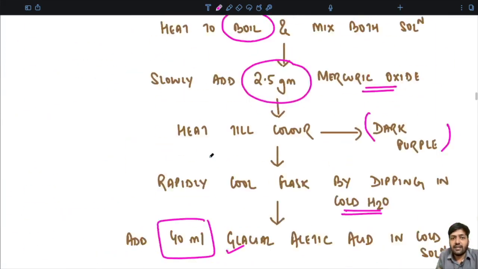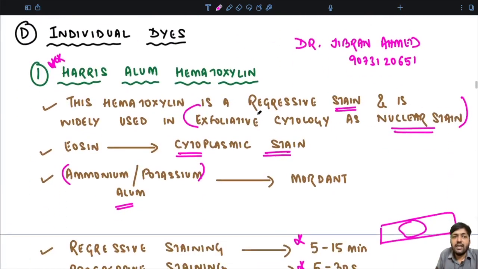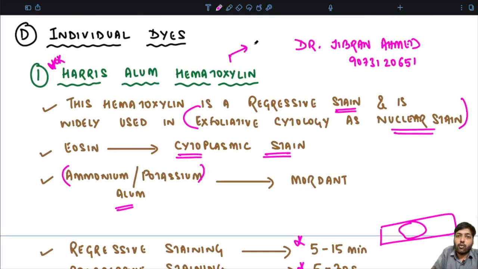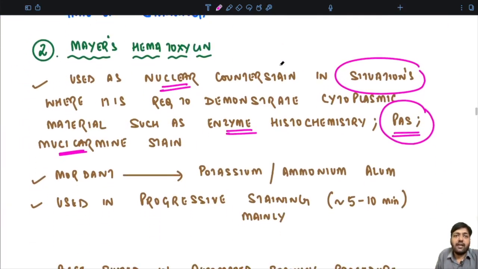So remember the Harris hematoxylin that we have seen over here is most commonly used for day-to-day routine H&E staining. This Harris alum hematoxylin is very nice. But remember that Mayer's hematoxylin is also a nuclear counter stain, but it is used in situations where it is required to demonstrate cytoplasmic material, such as for enzyme histochemistry, for PAS or for mucicarmine.